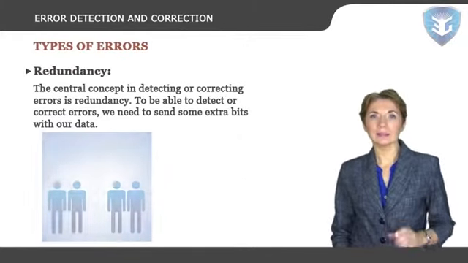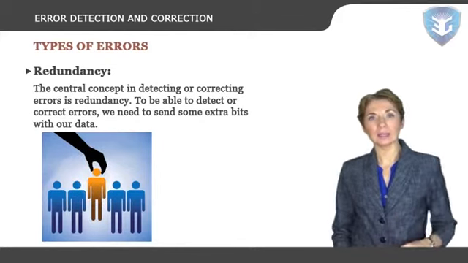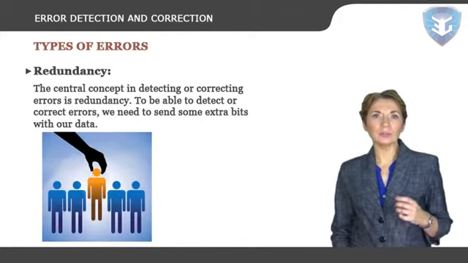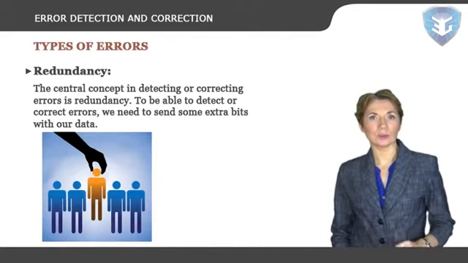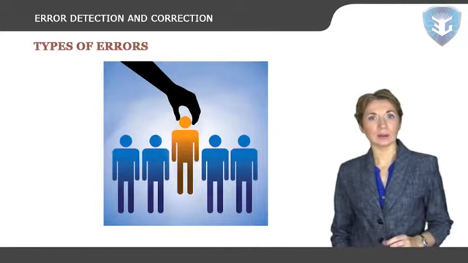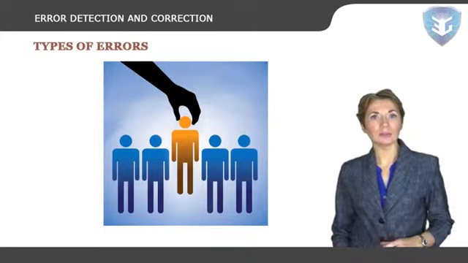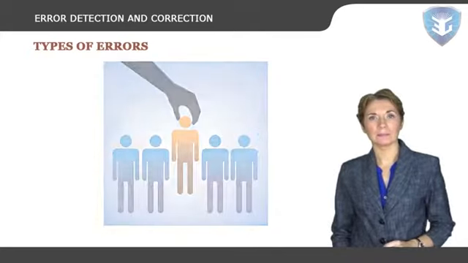Redundancy. The central concept in detecting or correcting errors is redundancy. To be able to detect or correct errors, we need to send some extra bits with our data. These redundant bits are added by the sender and removed by the receiver. Their presence allows the receiver to detect or correct corrupted bits.